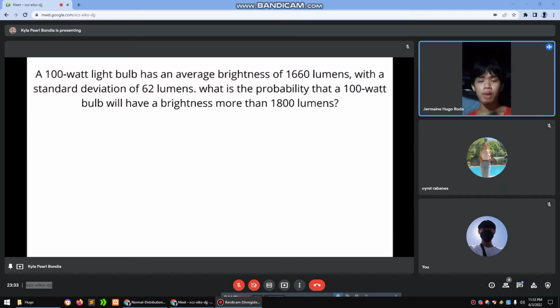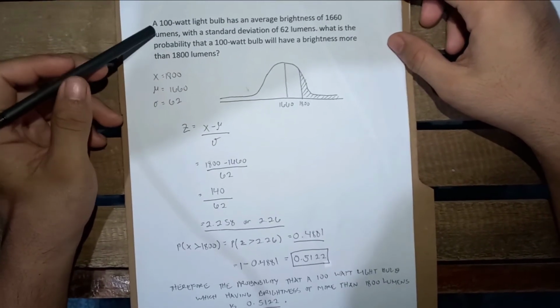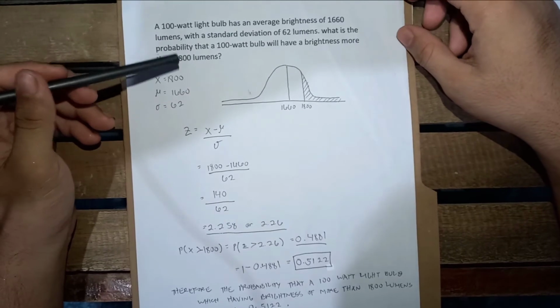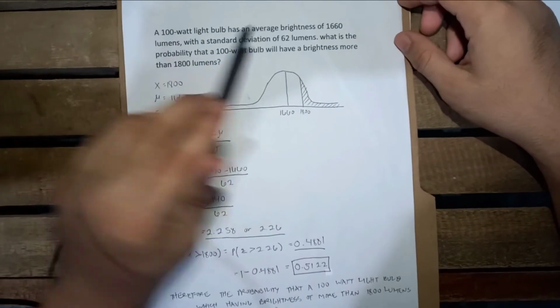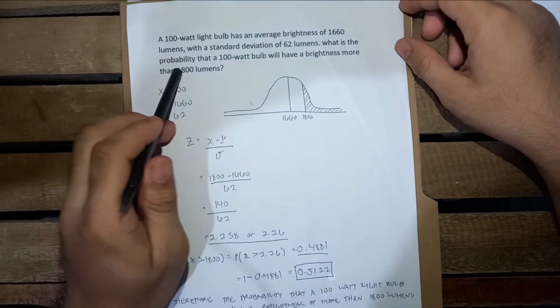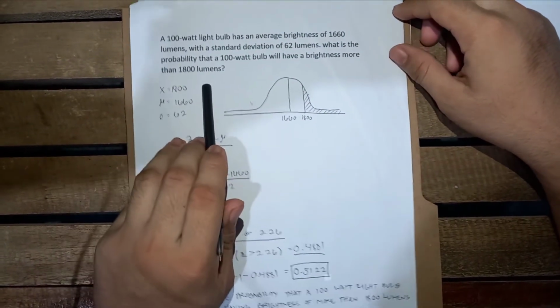We have the example problem. A 100-watt light bulb has an average brightness of 1660 lumens, with a standard deviation of 62 lumens. What is the probability that a 100-watt bulb will have a brightness of more than 1800 lumens? This is problem number 1.